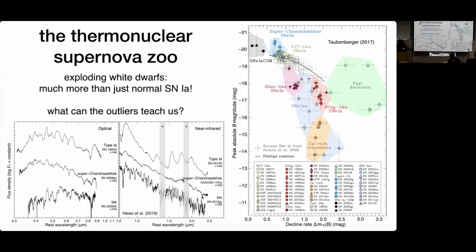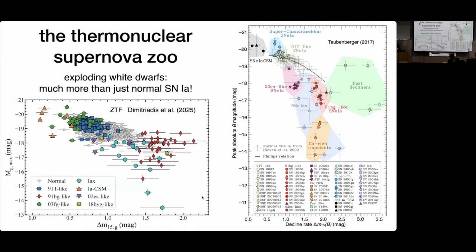So here's the same diagram of decline rate and absolute magnitude, where the Phillips relationship is this kind of gray thing. Turns out there are a bunch of objects that are far away from that. Their spectra look a little bit different. Their light curve properties are different. So not all of them are normal 1As. The vast majority are normal 1As. And that's something that has only become really clear recently.